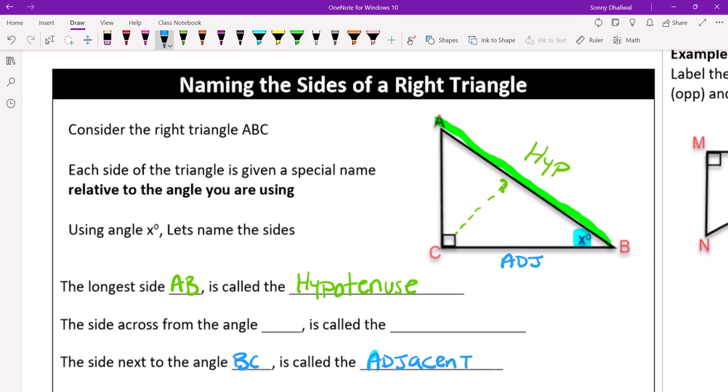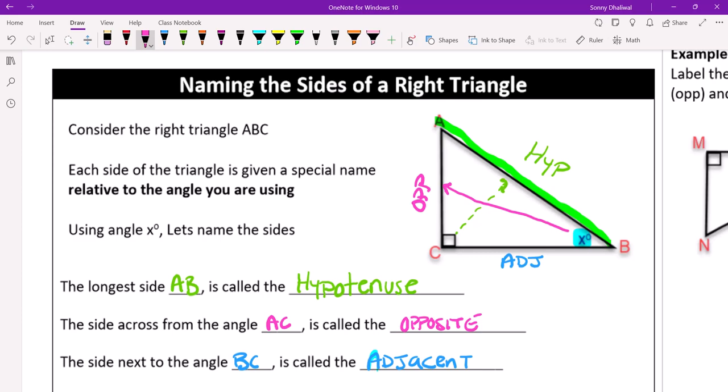That's okay. And finally, the last side, the opposite, the one across from the angle that you're working with. That's called the opposite. Okay, and that is side AC on this diagram, and we'll just write down OPP on our diagram. So 3 sides. Label your hypotenuse first. The other 2 sides are adjacent and opposite.